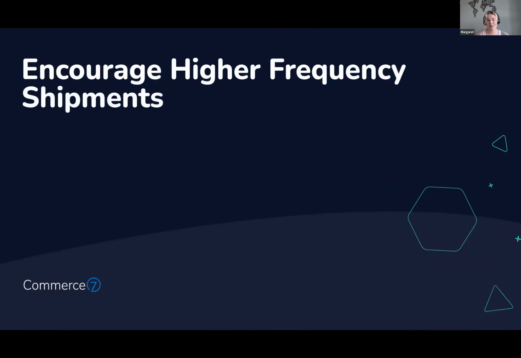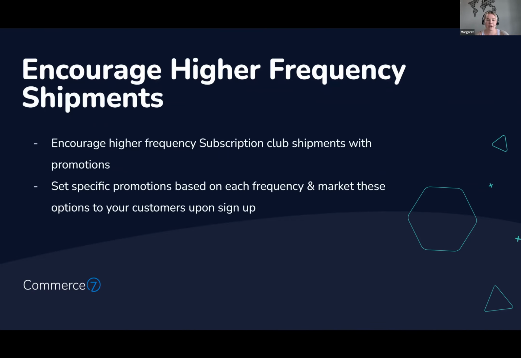So next, we want to encourage higher frequency club shipments. So for your club shipments, you can specify that your customers have the ability to choose the frequency of their shipments. So we want to encourage, obviously, someone ordering more often than less often. If you have different options available, you can incentivize the higher frequency club subscriptions with different promotions. So you can set specific promotions based on each frequency and then market these options to your customers upon signup.